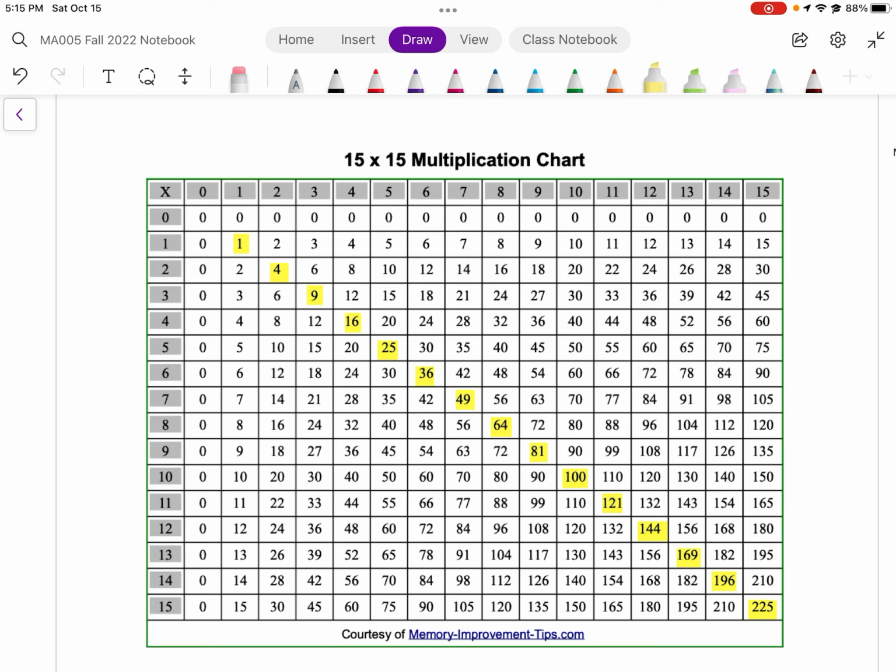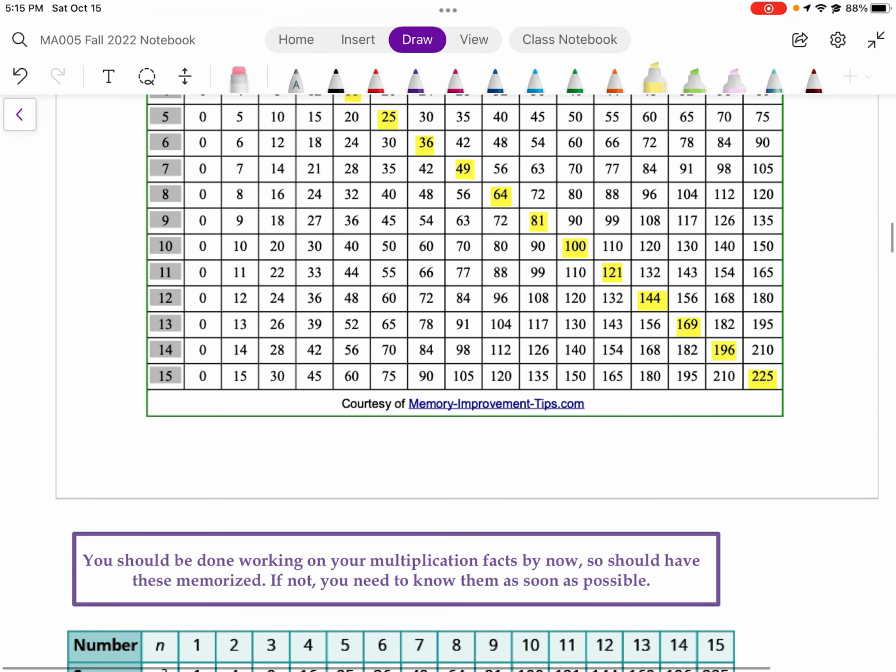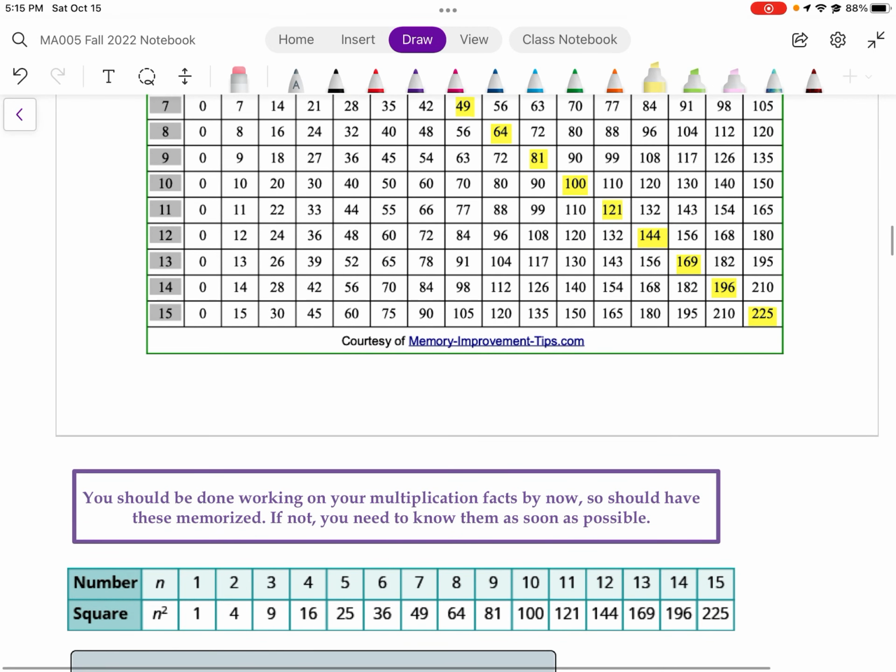So 1 squared, 2 squared, 3 squared, 4 squared. So those numbers you need to memorize. You really need to know the perfect squares up to at least 144, if not all the way to 225. All right, so you should be done working on your multiplication facts by now, so you should have them memorized. If not, you need to know them as soon as possible. So here they are, listed just as the square roots and the perfect squares.